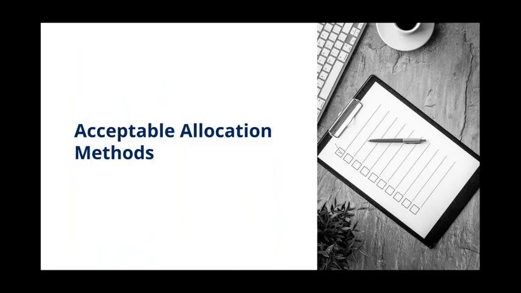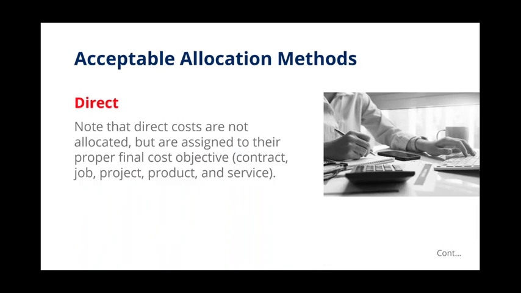All right. We'll go ahead and move on to the allocation methods here. So the first pool that we're going to talk about is direct. It's important to note that while we call it a pool, and the way we work with it and segregate it and create reports around it, those costs are not allocated, but they are simply assigned to their proper cost objective, right?